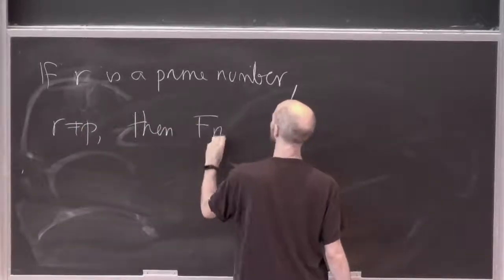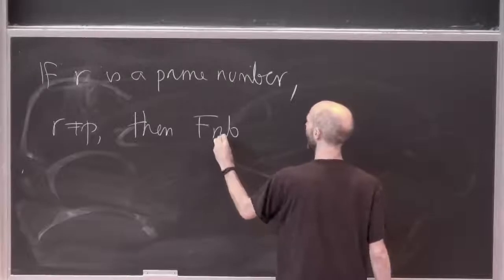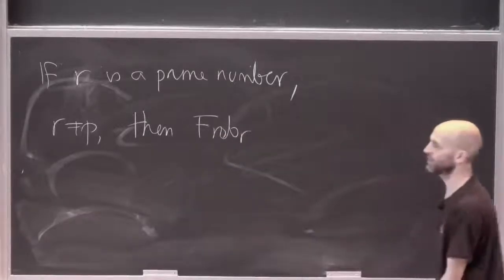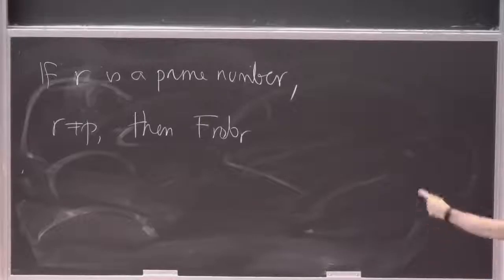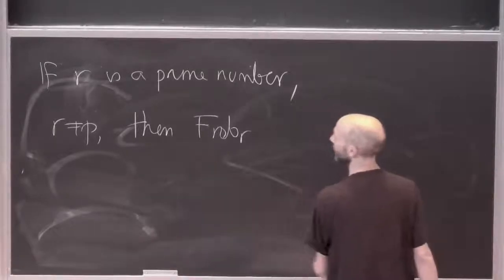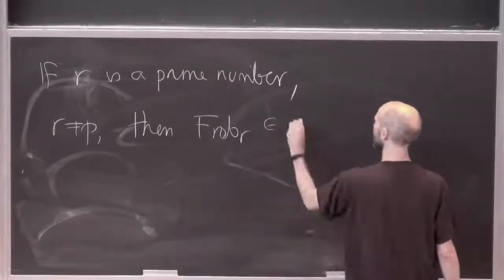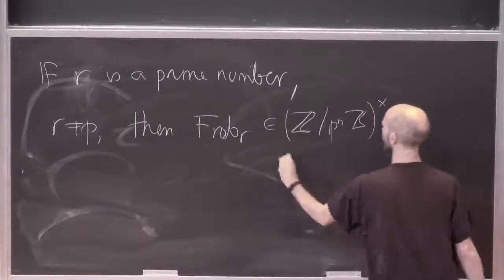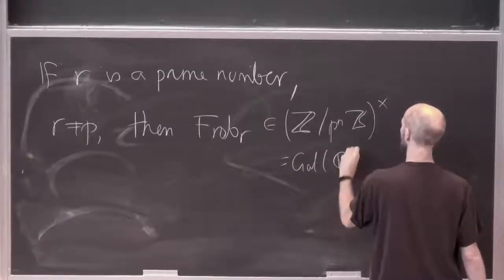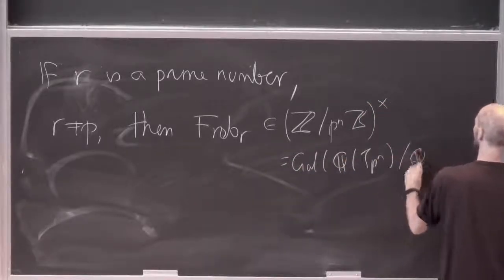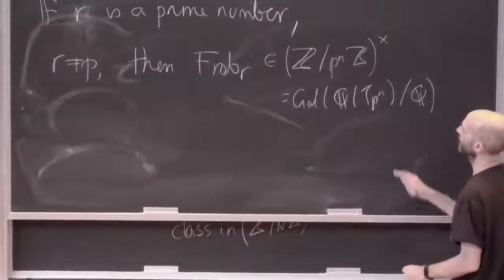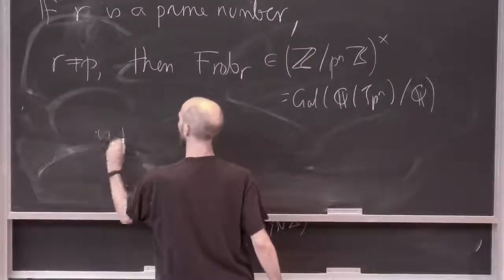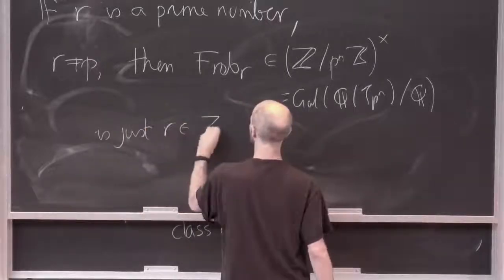Then I've just indicated frob R, which I was trying to tell you was a conjugacy class, but because everything is abelian, we'll be able to identify that with an element. If R is a prime number, R not equal to P, then frob R is actually an element of (Z mod P^n Z) star, and that's Gal(Q(zeta_P^n) over Q). Frob R in this is just R, R in (Z mod P^n Z) star.